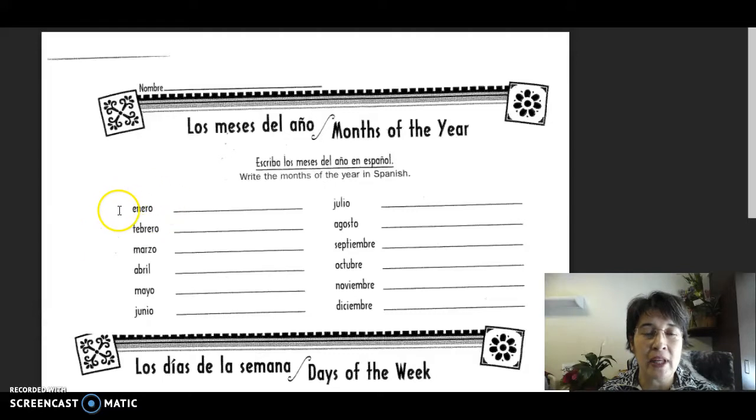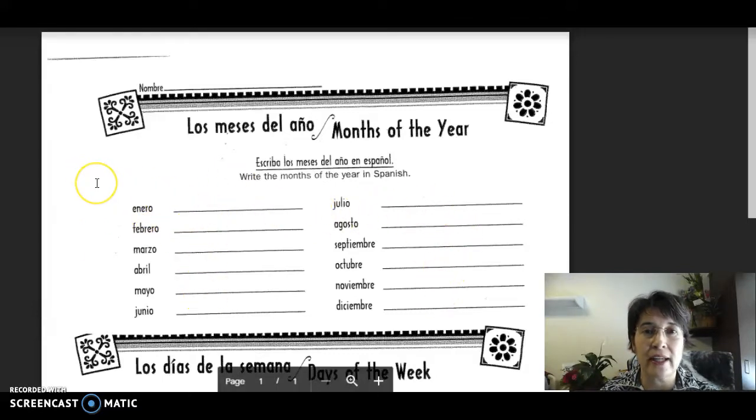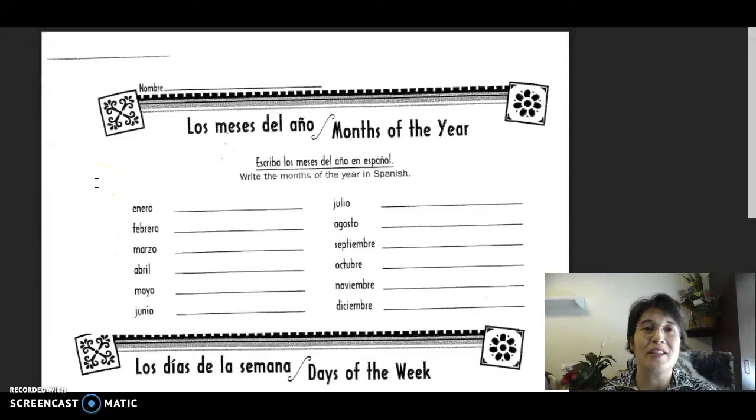E-N-E-R-O, enero. Now, in the lines that you see here that are blank, I am quite confident that your English is fabulous. You don't need to write the translation in English next to it. What you need to do is practice writing these words in Spanish. So if you would take some time at some point to please write the Spanish words for the months of the year in the lines provided. They are in order. So the very first one you see is enero, that's January.